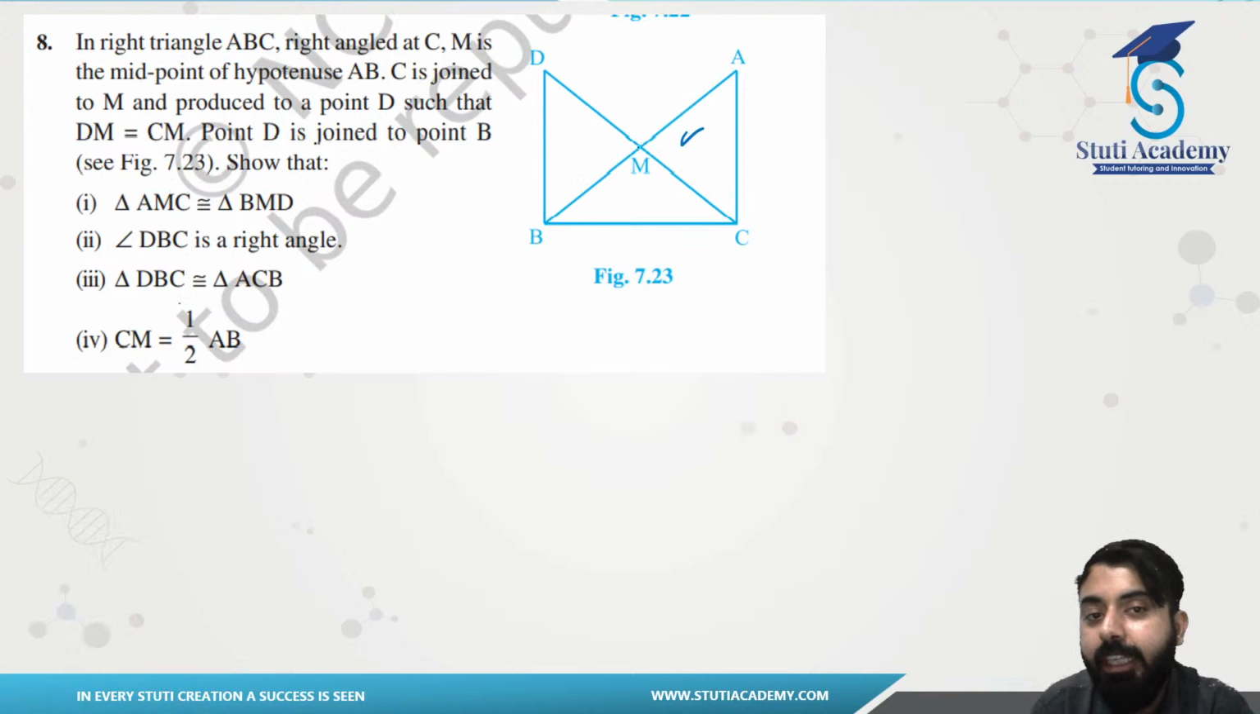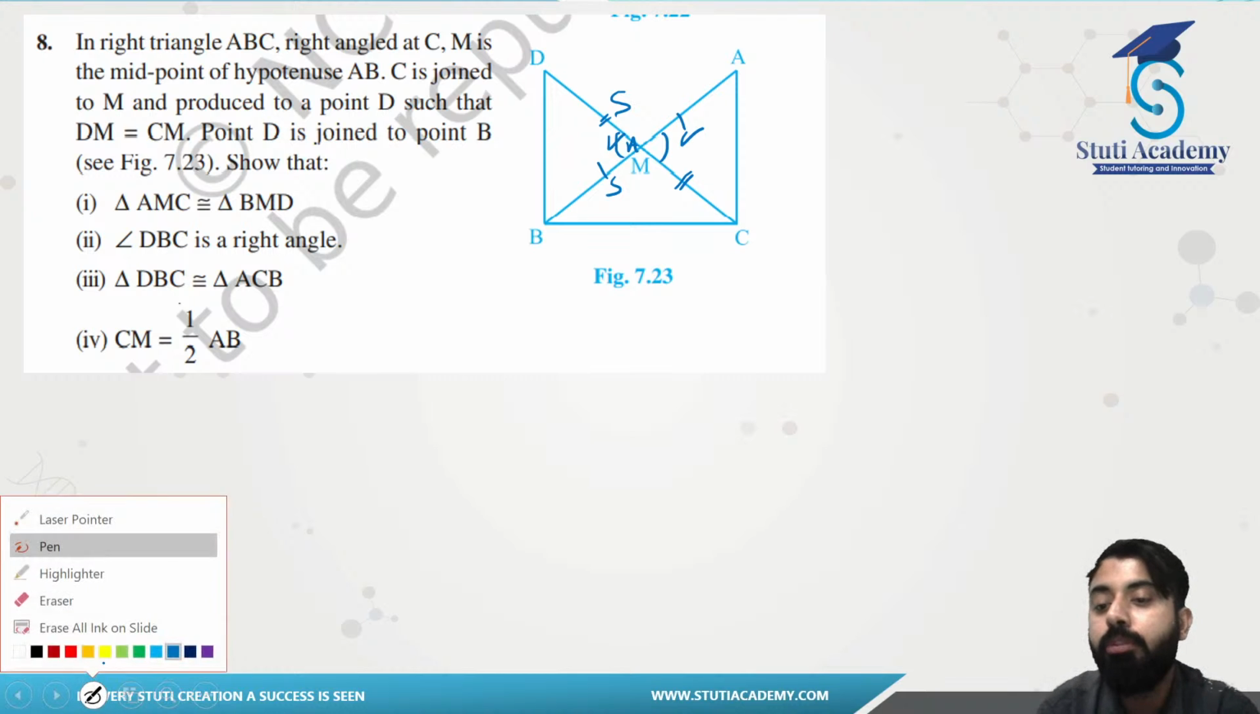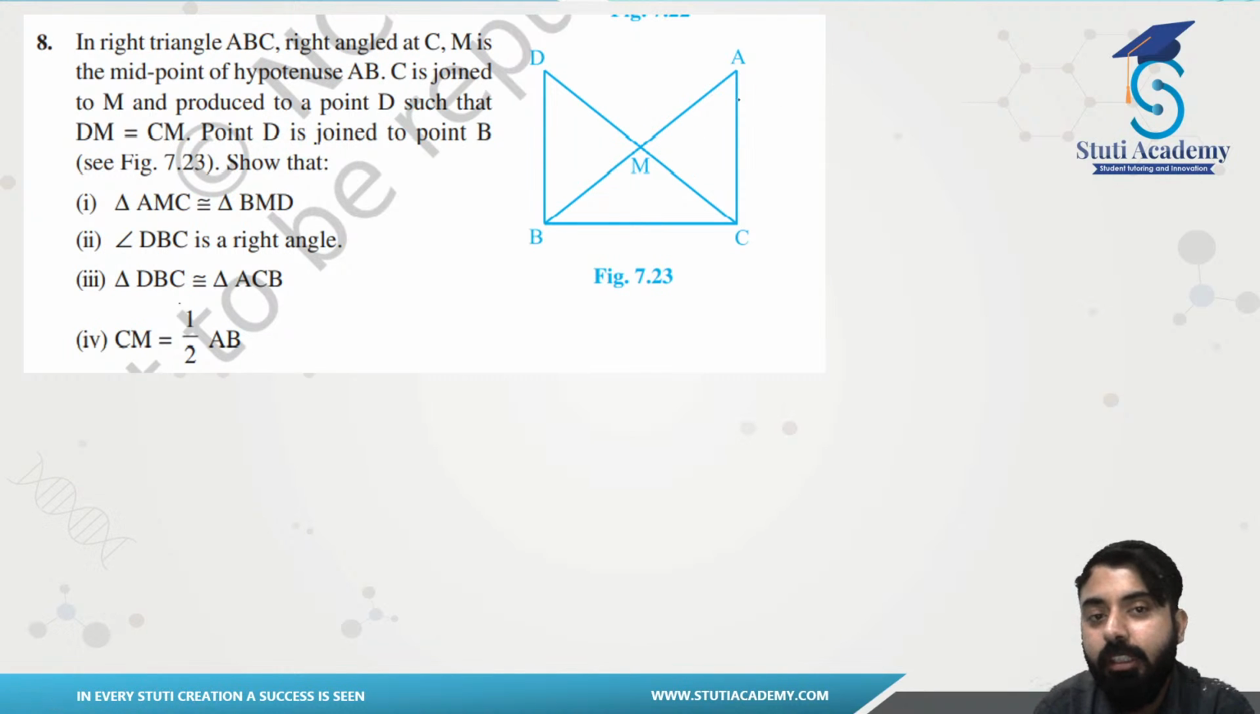Now, let's see what we can do in this. So firstly, if we take these two triangles, I know this side is equal to that one, this side is equal to that one, and these two angles are vertically opposite. So using side, angle, side, triangles are congruent. Now I can do what? In order to prove the second part, can I say once these two triangles are congruent, I can say angle BAC is equal to angle ABD.